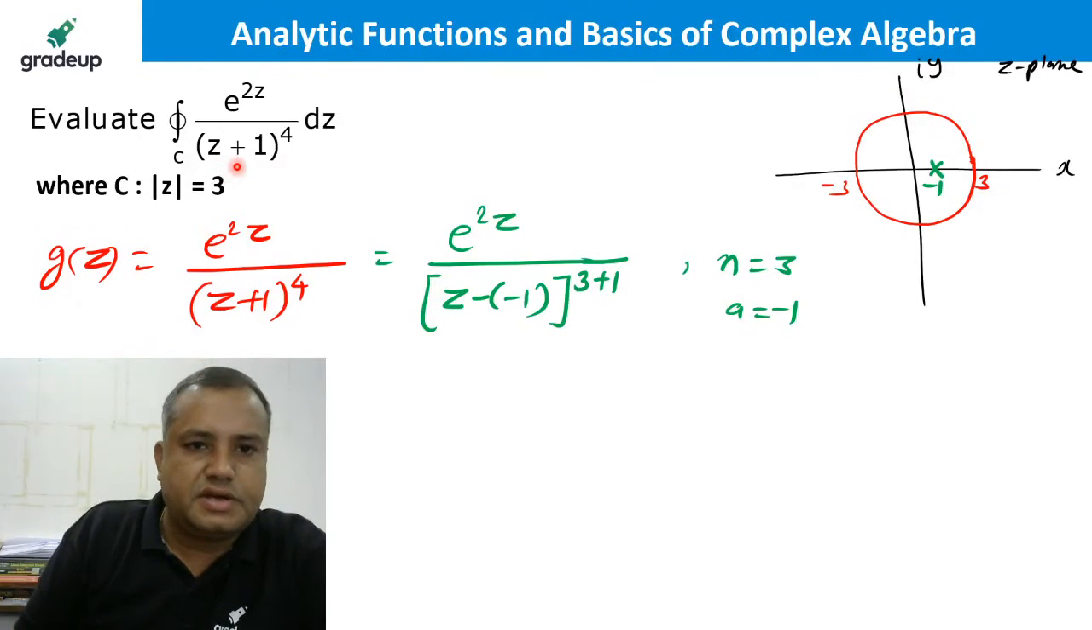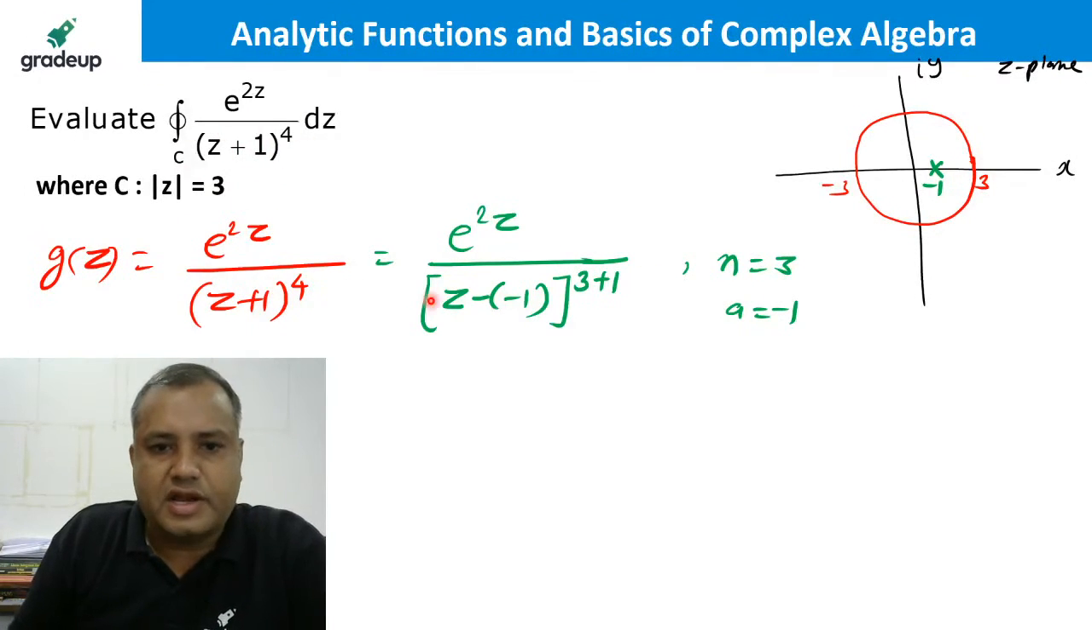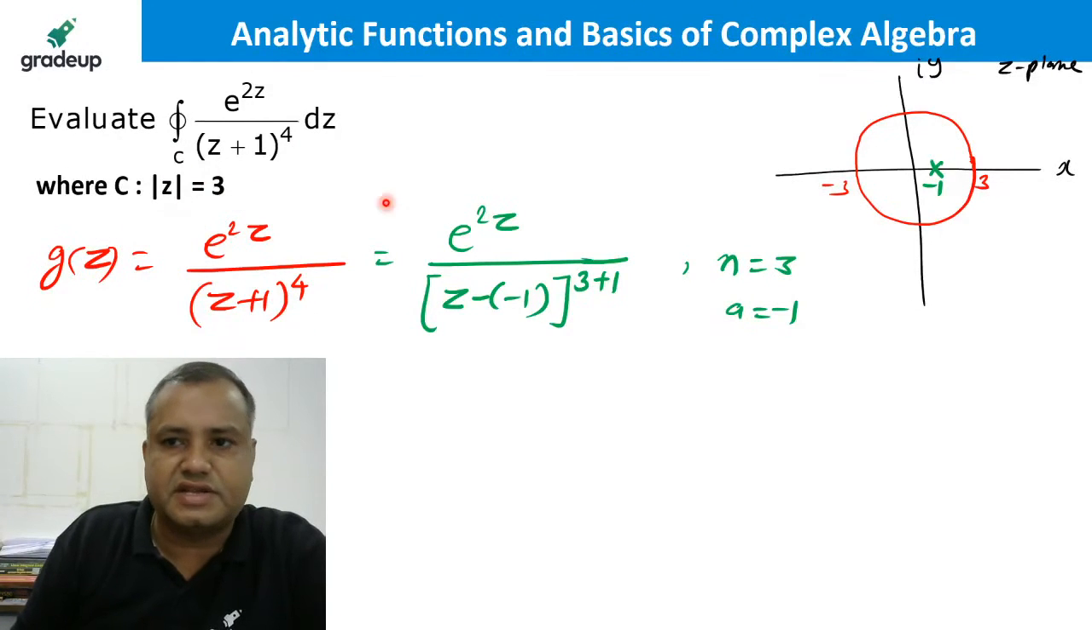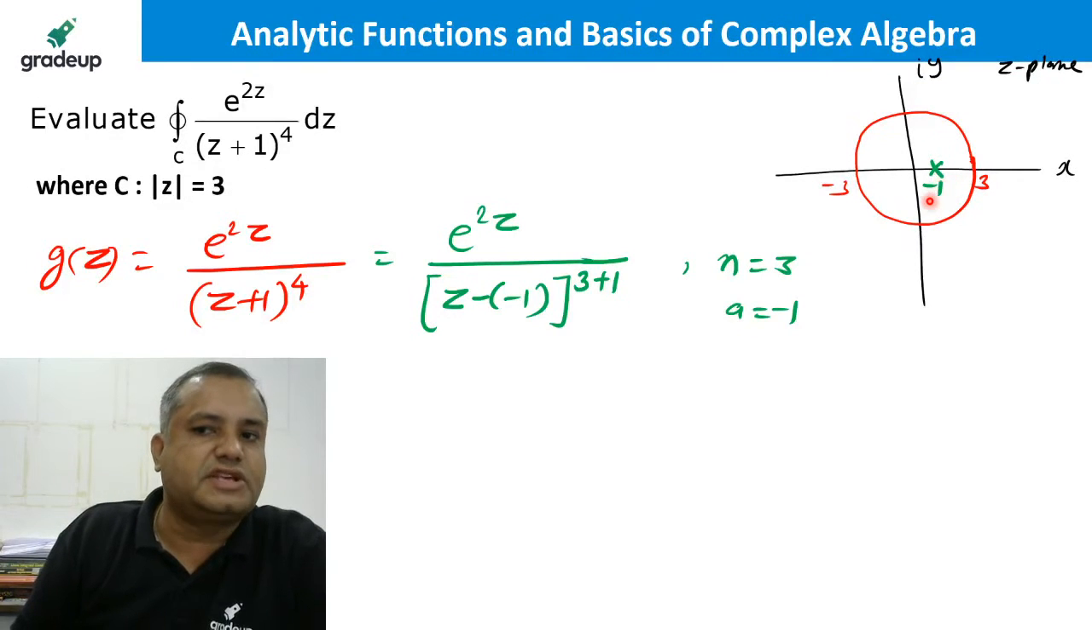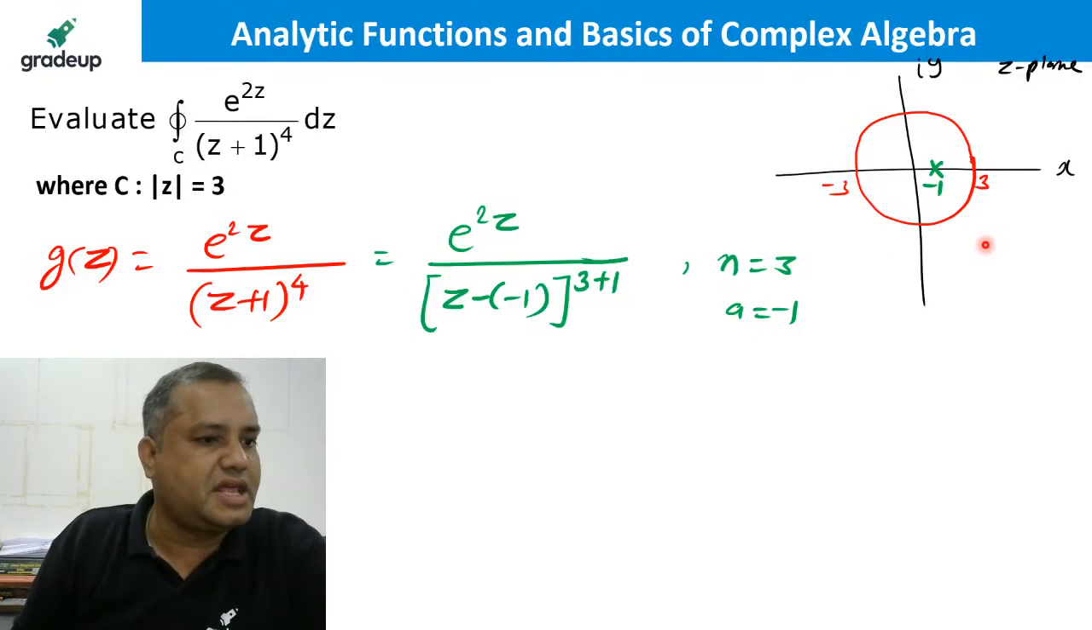Yudhishthir, I equated this denominator to 0. I got the value of z equal to minus 1. So z equal to minus 1 is lying inside the circle. Therefore, this is a singular point. If this would be lying outside the circle, then it will not be an obstacle. It will not be a singular point.